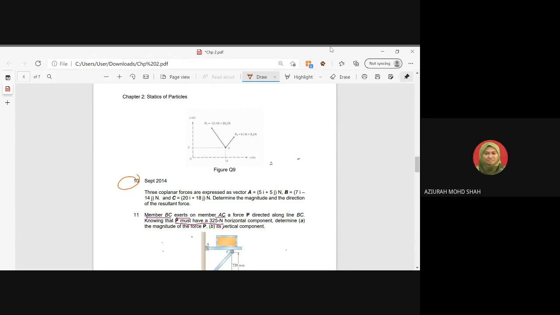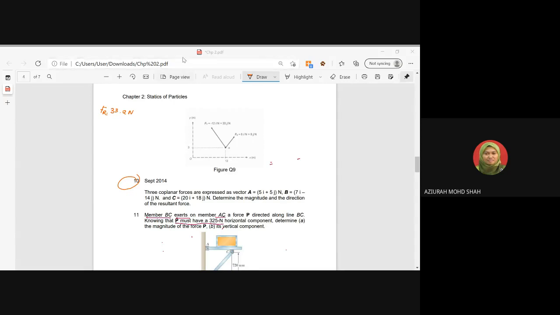Okay, wait. I write the answer first. Later we check. The magnitude is 32? 33.2. Okay, 0.2 Newton. What about, okay, direction tu kemudian lah. Direction nanti kita kira. Ke dah kira direction sekali? Not yet. Belum. Okay, never mind. We discuss first on finding the magnitude.